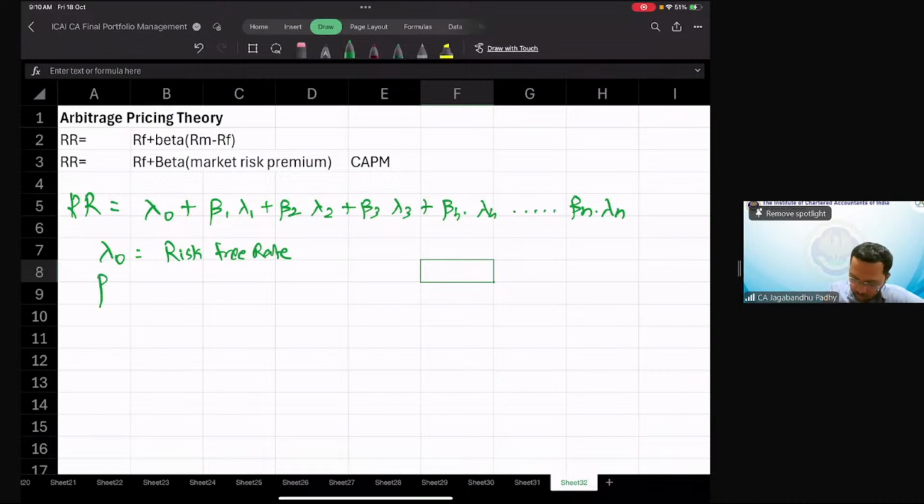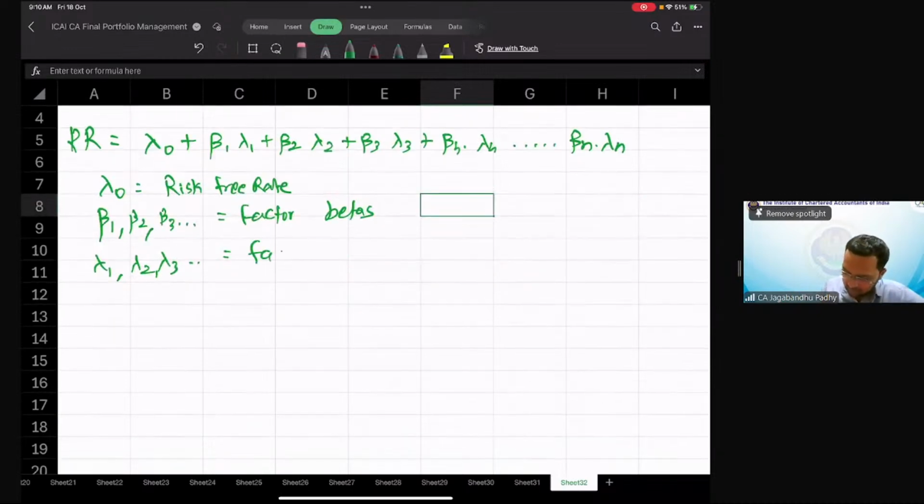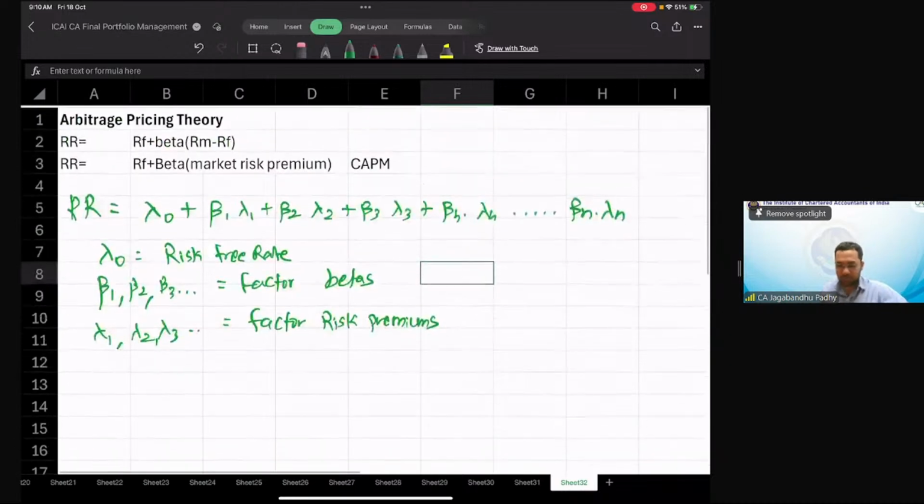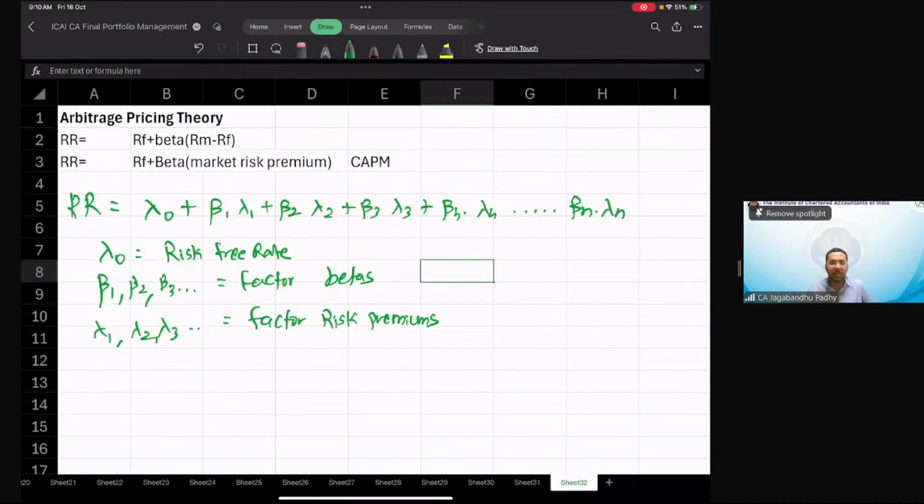What are beta 1, beta 2, beta 3? All these are called factor betas. And then we have lambda 1, lambda 2, lambda 3. These are factor risk premiums. For example, in case of CAPM, we had RM minus RF. RM minus RF was the risk premium of the market. Same way over here, lambda 1, lambda 2, lambda 3 will be the factor risk premiums.